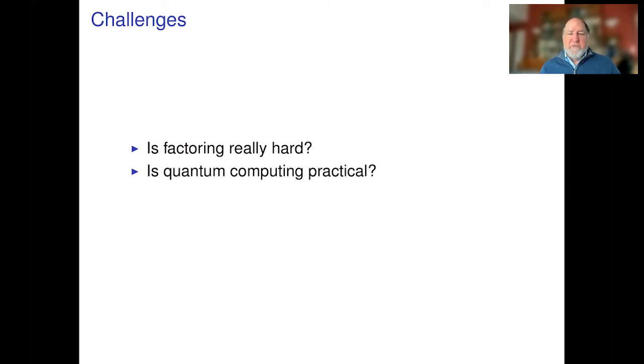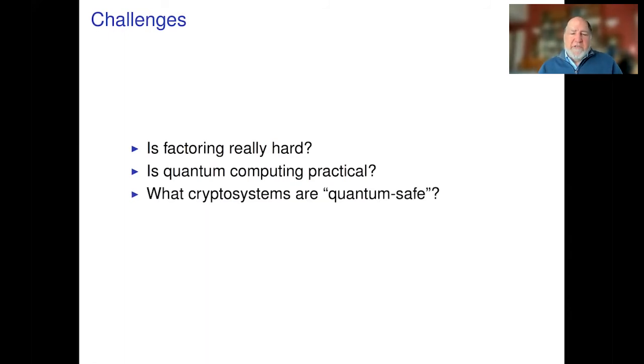Although there's a list of problems for which they can be applied, they're not just faster general-purpose computers. They're very particular kinds of things. People don't appreciate that. Then if they can build quantum computers, we want to know what crypto systems are quantum safe. How can we protect ourselves against advances in computation that quantum computers bring?